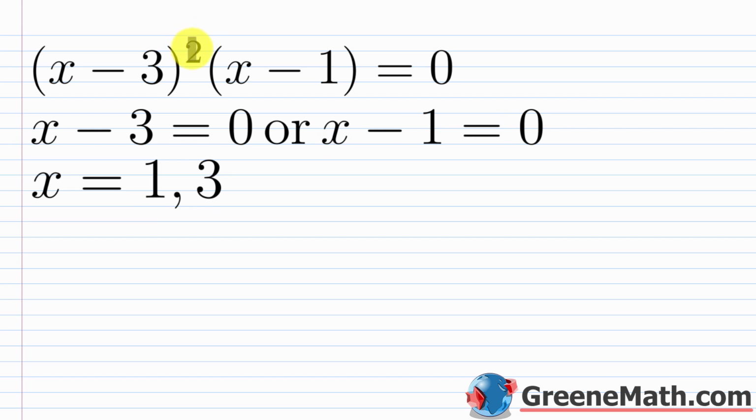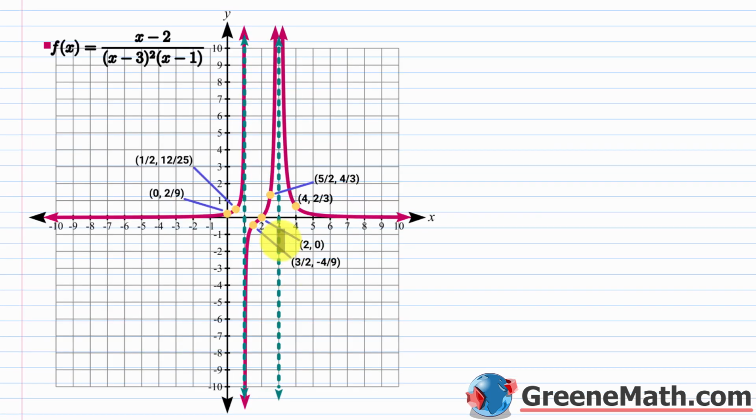The solution there is x equals 1. But notice that again, this is squared. So when you look at that vertical asymptote, you have to be very, very careful. Let me just show you the graph. This is your x equals 3. Again, like we saw with y equals x squared, as x approaches 3 from the left, y is approaching positive infinity. And then as x approaches 3 from the right, y is approaching positive infinity.